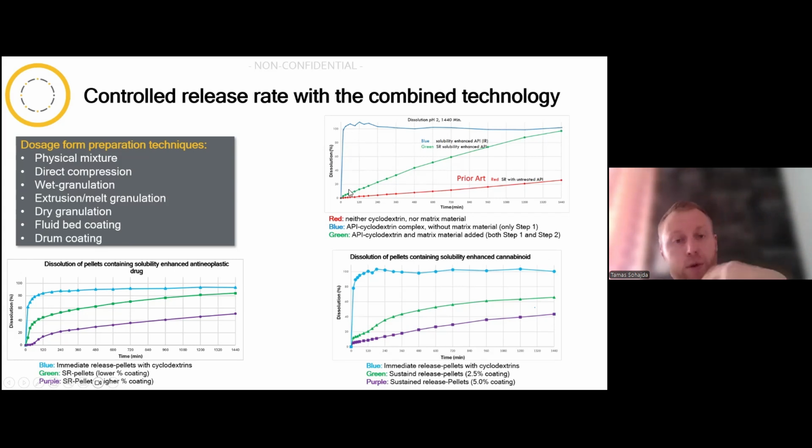And if you incorporate the cyclodextrin into a matrix, and you have a lot of possibilities for that, you can have this nice extended release over the course of hours. And here you can see that we did the same studies with different excipients and active ingredients, and it works beautifully.